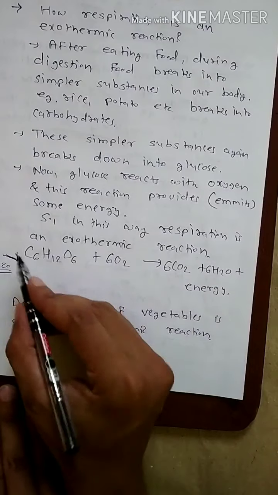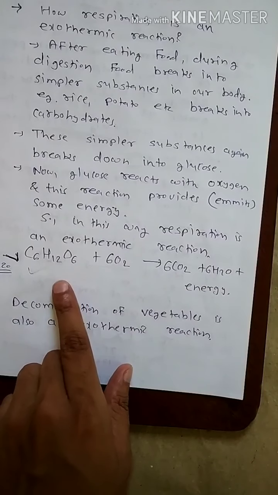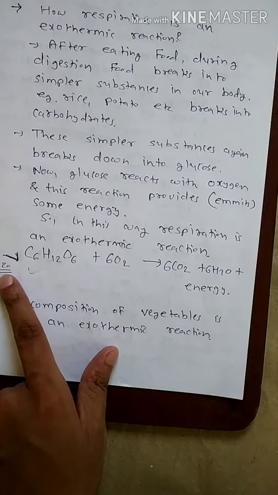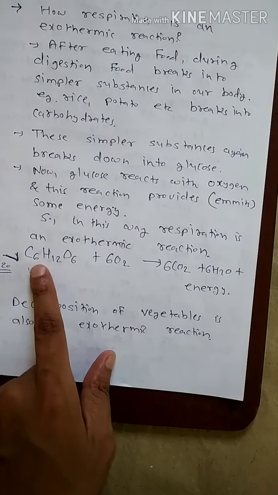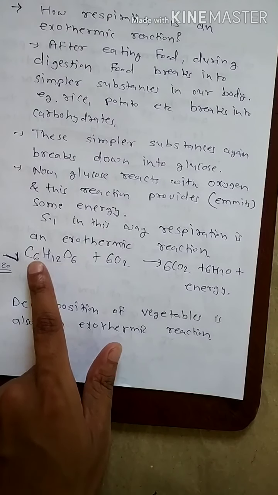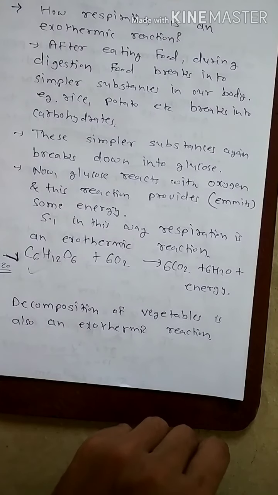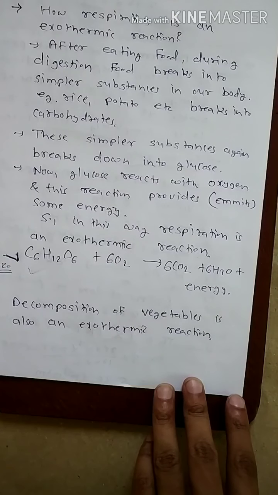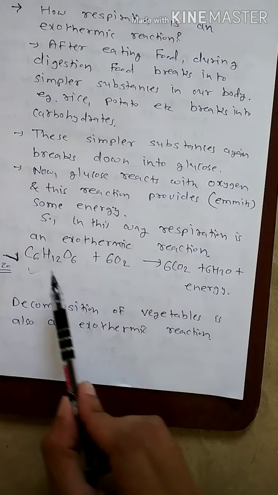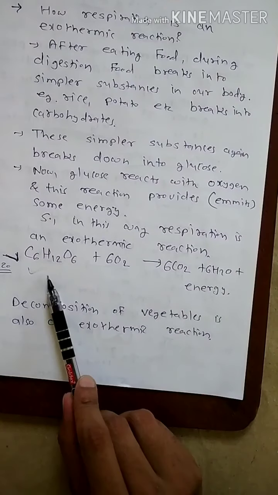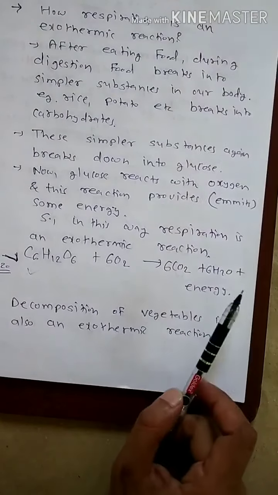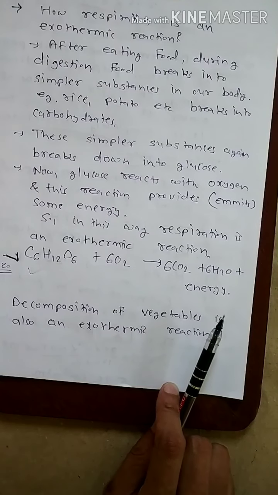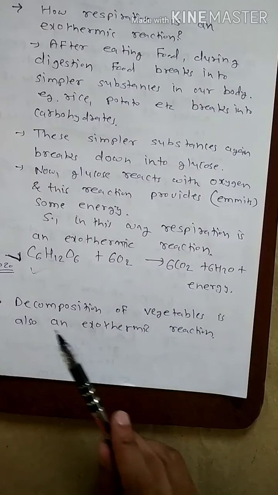Now this question was there in the board exam March 2020, a recent exam. The question was like this: write the chemical reaction in which glucose reacts with oxygen and balance it. The question was for 2 marks, so 1 mark for writing the equation and 1 mark for balancing that equation. That question was there in the March 2020 board exam.